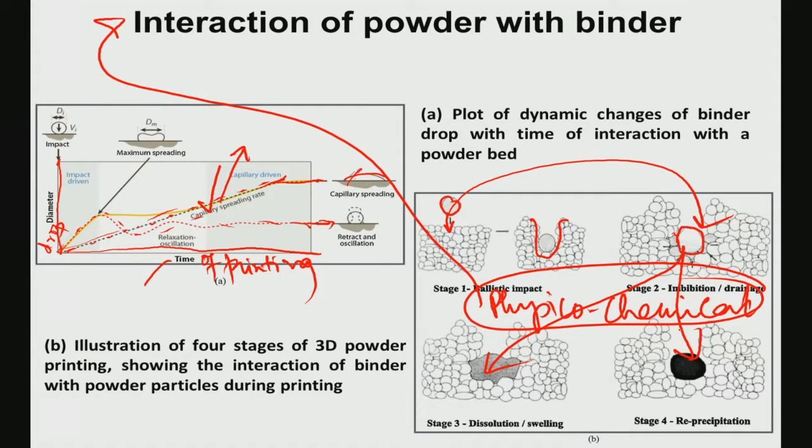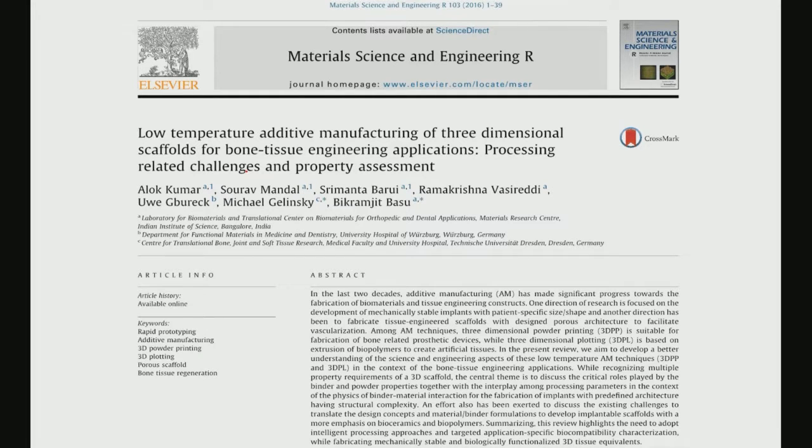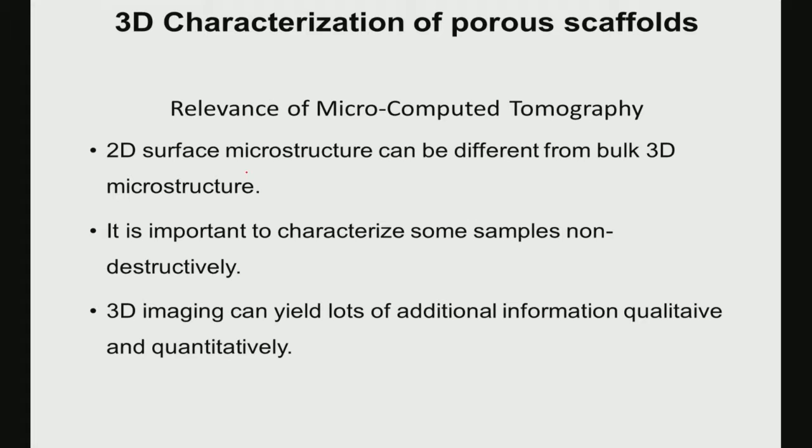Once the drop increases in diameter, that will give rise to a more capillary driven process, and this capillary driven process will be more useful for effective interaction of the binder with the powder bed. This entire thing has been summarized in our recent review paper, published this year in Material Science and Engineering R. Now, once you make these 3D scaffolds, the next challenge comes: how do you characterize this 3D printed scaffold?